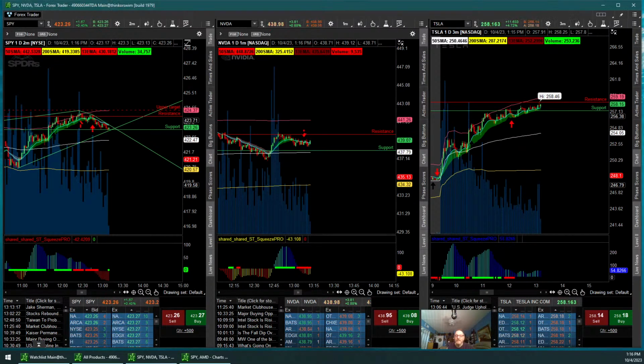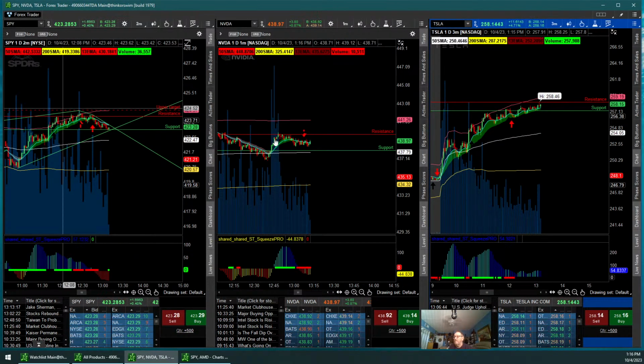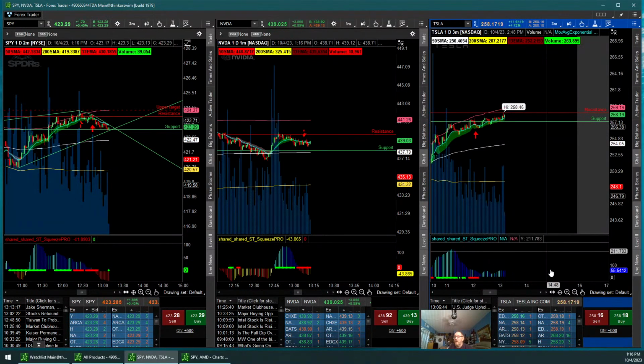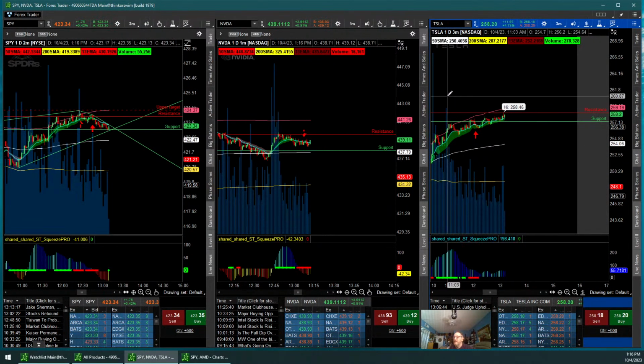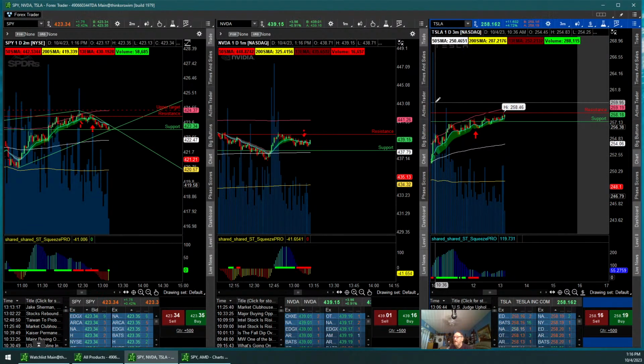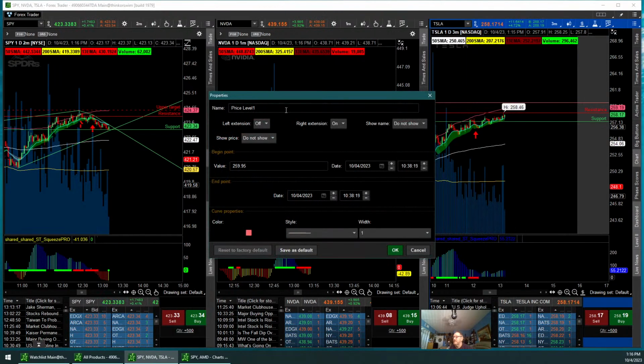So if we want to look and say, where is Tesla going now? We're positive. We're above the VWAP. Where do I think it's going to go? Okay, now I'm not saying this is a definite or it's going to happen, but if I was to bet my money right now, okay, this is what I would do. I'd edit this. I'm going to call this my upper target.